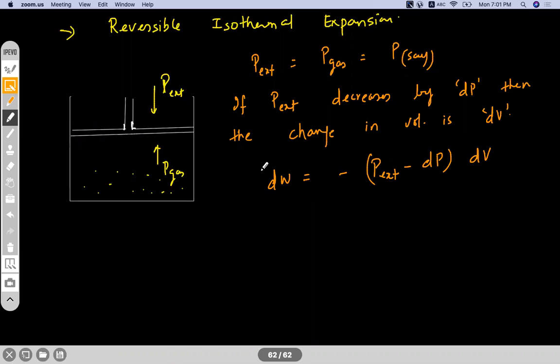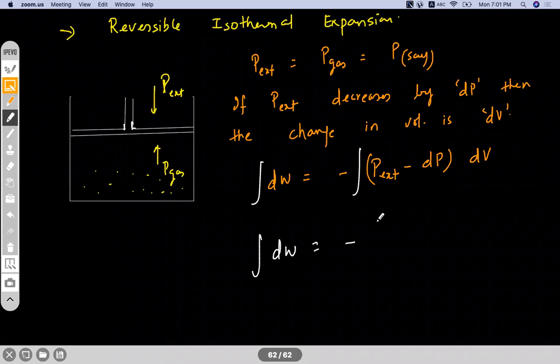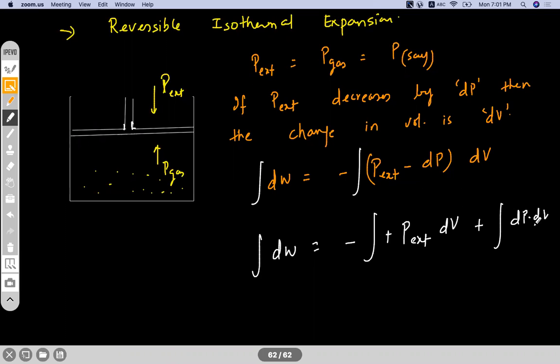Now, in order to get the expression, we'll integrate it. Integration of dW is equal to minus integration of P external dV, plus integration of dP dV. These two values are very small, so we can ignore this. dP is very small, dV is very small, so the product is even smaller, right? So we'll ignore this. P external is nothing but pressure P, this is what we have assumed. So I'll substitute here, minus integration P dV.